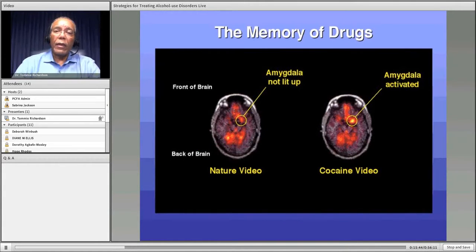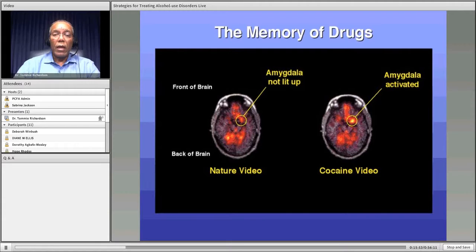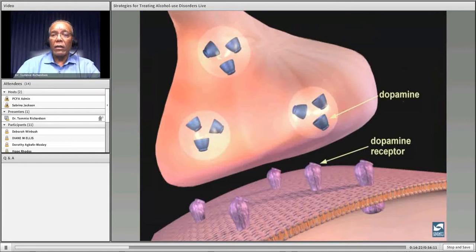And this is a scan showing the memory of drugs. If you look at the front of the brain, this is a person who is watching a nature video. And as you can see, the amygdala, which encompasses most of our memory, is not lit up. But if it's a cocaine addict and you show them a cocaine video, and the same would happen with alcohol, you see that the amygdala is activated. And this is a very significant aspect of addiction and how strong it is.